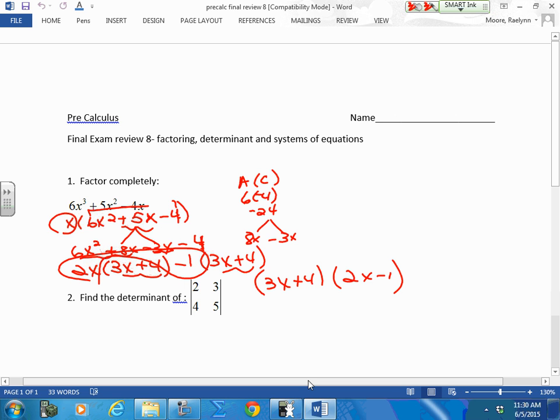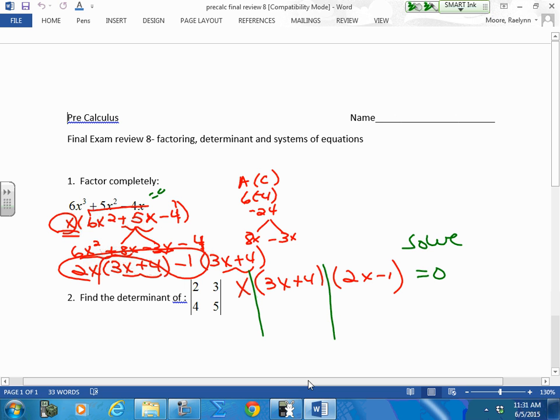Now, if it says factor completely, we have to bring this little x down that we forgot before. We factored him out before, so this is a factor completely. If it says solve by factoring, you're going to set it to 0. It would probably have been set to 0 up here. And then you're going to set each one of these to 0, right? Okay. Good?